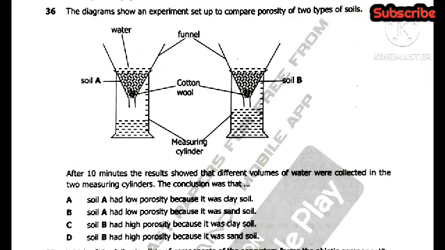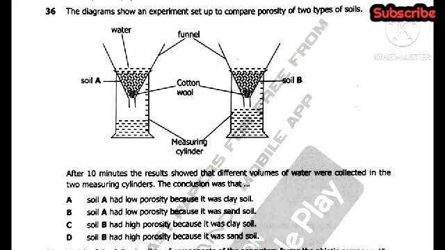Number 36. The diagrams show an experiment set up to compare the porosity of two types of soils. By the way, for those who don't know the meaning of porosity, the word comes from pores, or porous, which means holes, like punda in Bemba. So it's like the amount of pores inside a structure.